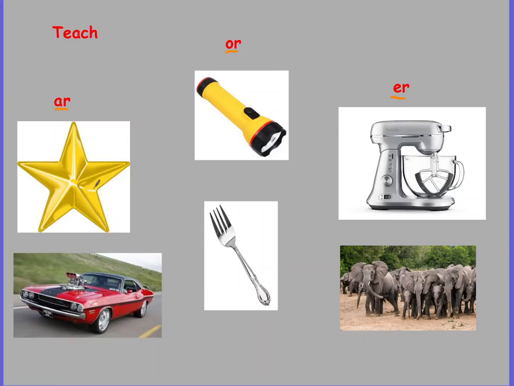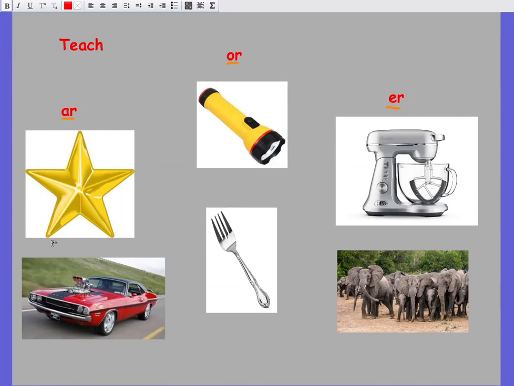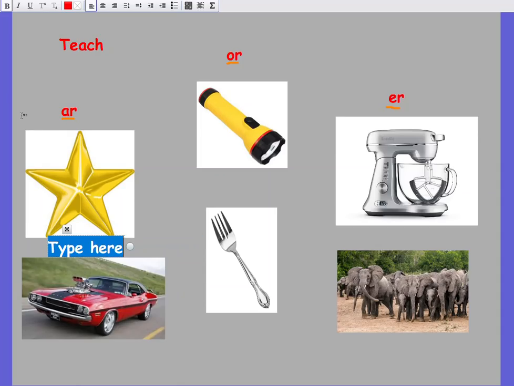Okay, so 6 pictures. We're going to start with this one, which of course is a star. Okay, so we're going to blend and segment them together. So let's segment it. Star. Okay, let's count the sounds. Star. That's 3 sounds in the word star. Have a go at writing it. Okay, and I'm going to write it down here for you so you can see if you spelled it correctly. Star with the digraph at the end there.